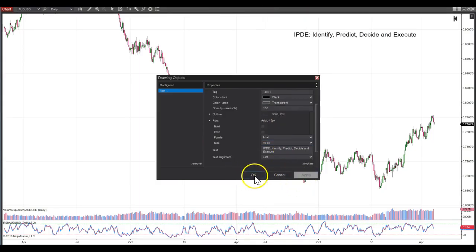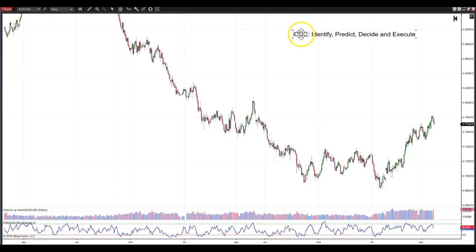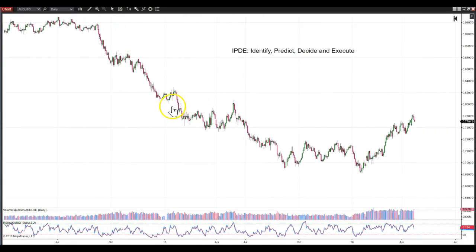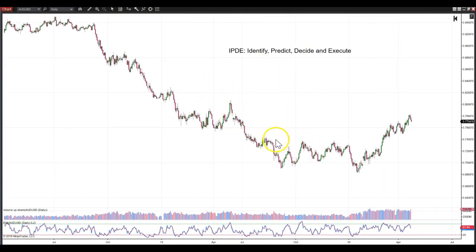Okay, so that's the process I usually go through. It's really simple. Identify is basically going from the higher time frame down to the lower time frame. We want to identify what the market is doing overall, what is the general direction of the market. We usually do that in the higher time frames. The lower time frames we use more for trading signals and entry signals and so forth.